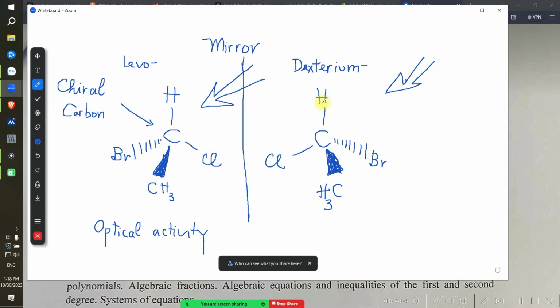Levo is the left side, dextro is the right side. So remember that when you do chemical reactions, sometimes you have a mixture of the left and right hand isomerism. This is called racemic mixture.